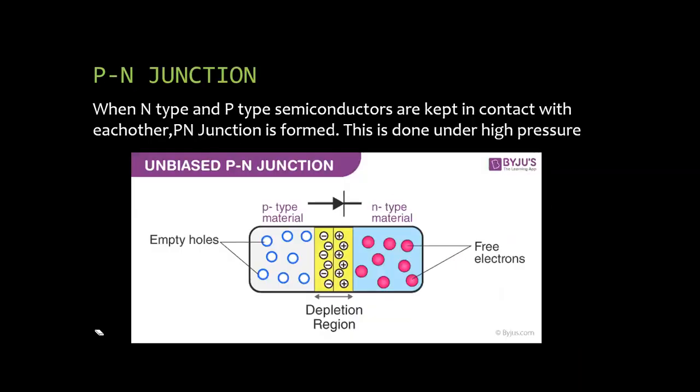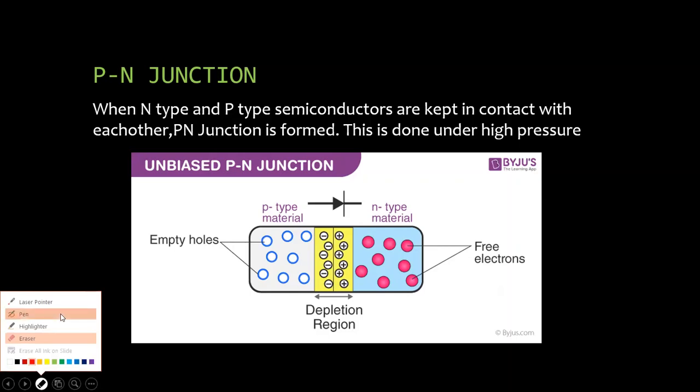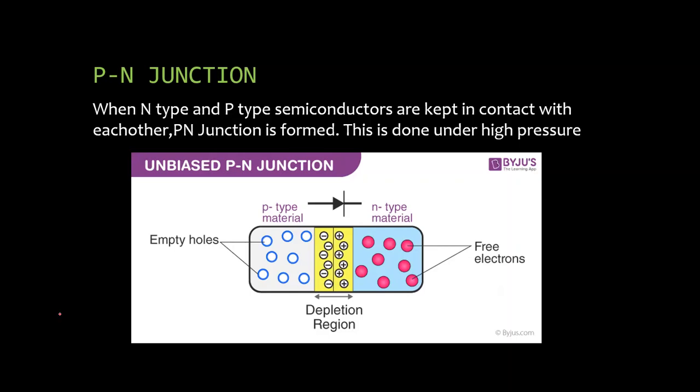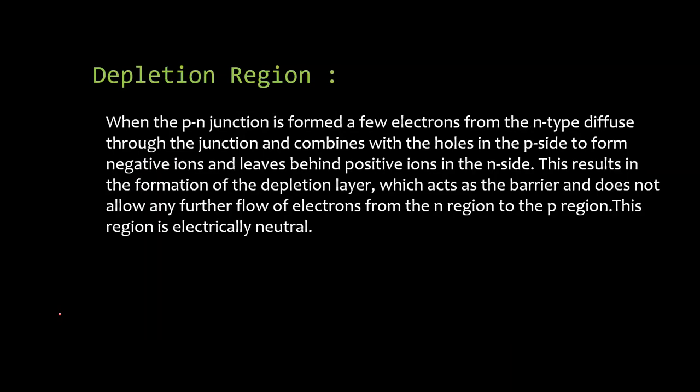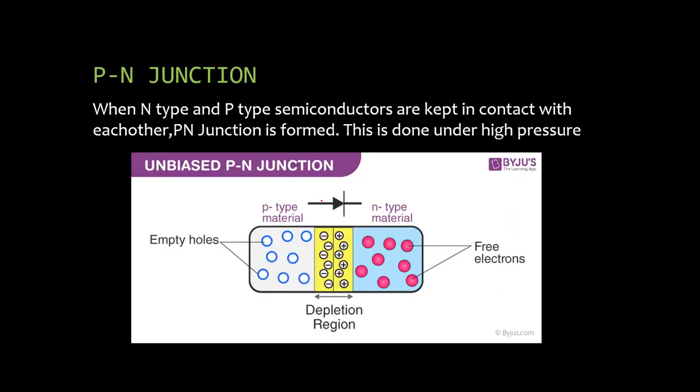Now let's move to the PN junction. A PN junction, as the name indicates, is made when P-type and N-type semiconductors are kept in contact with each other under high pressure. In the given diagram, you can see that the P-type material and N-type material are kept together. N-type has free electrons and P-type has empty holes. There's a small depletion region between them. Let's talk about that depletion region. Here you can see the symbol of the PN junction.